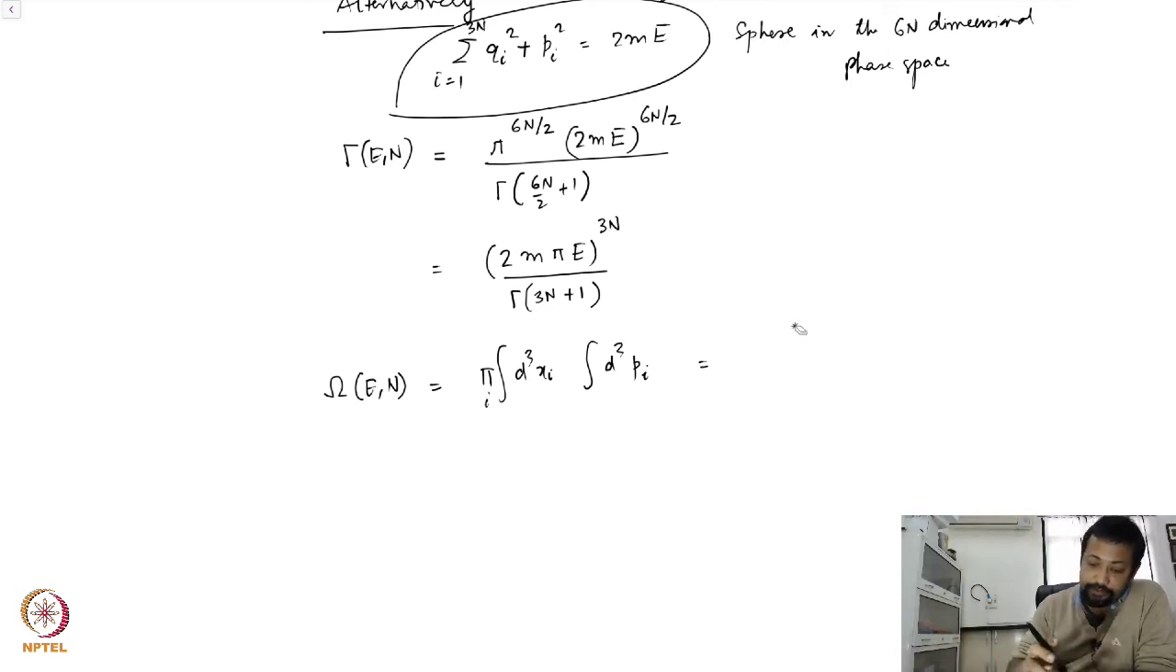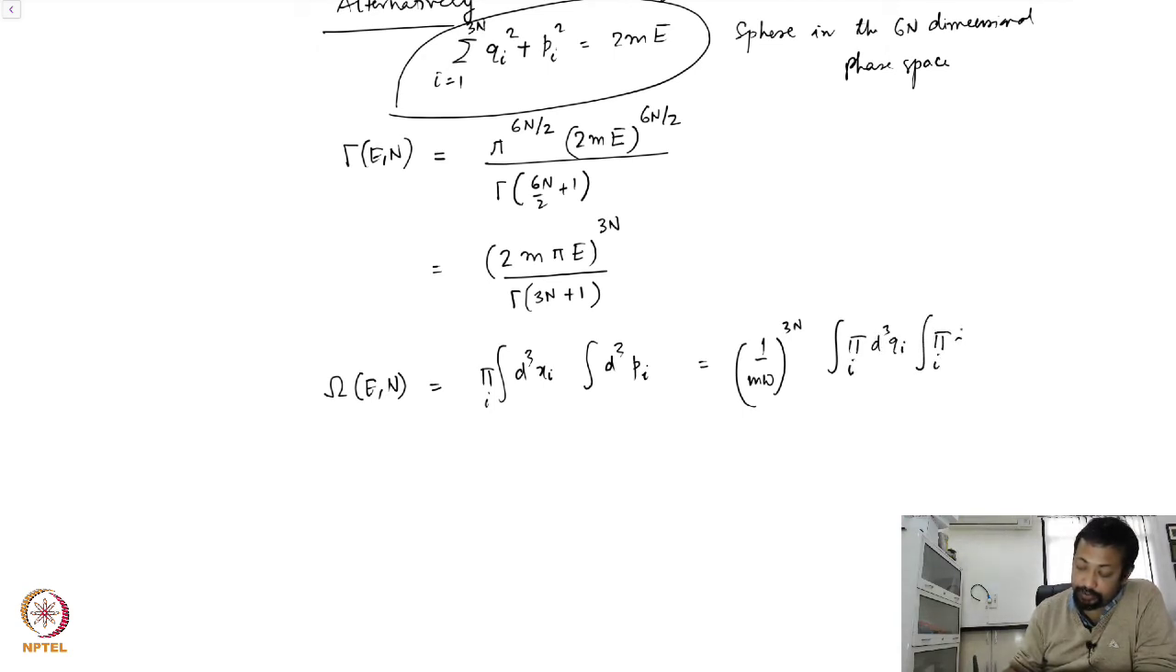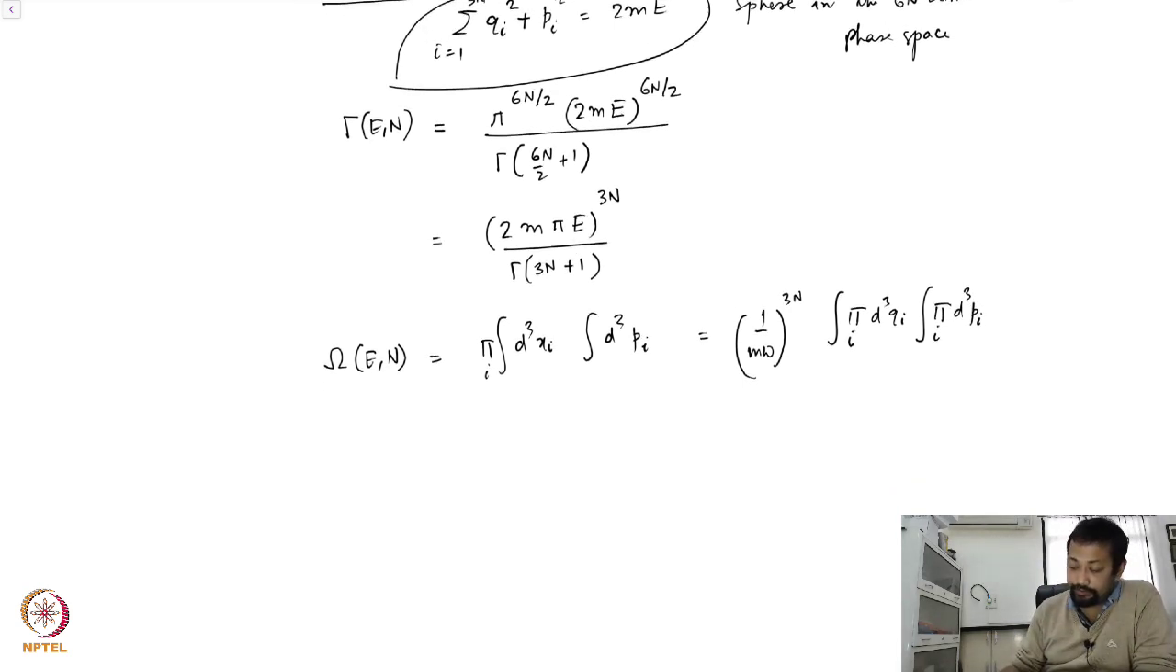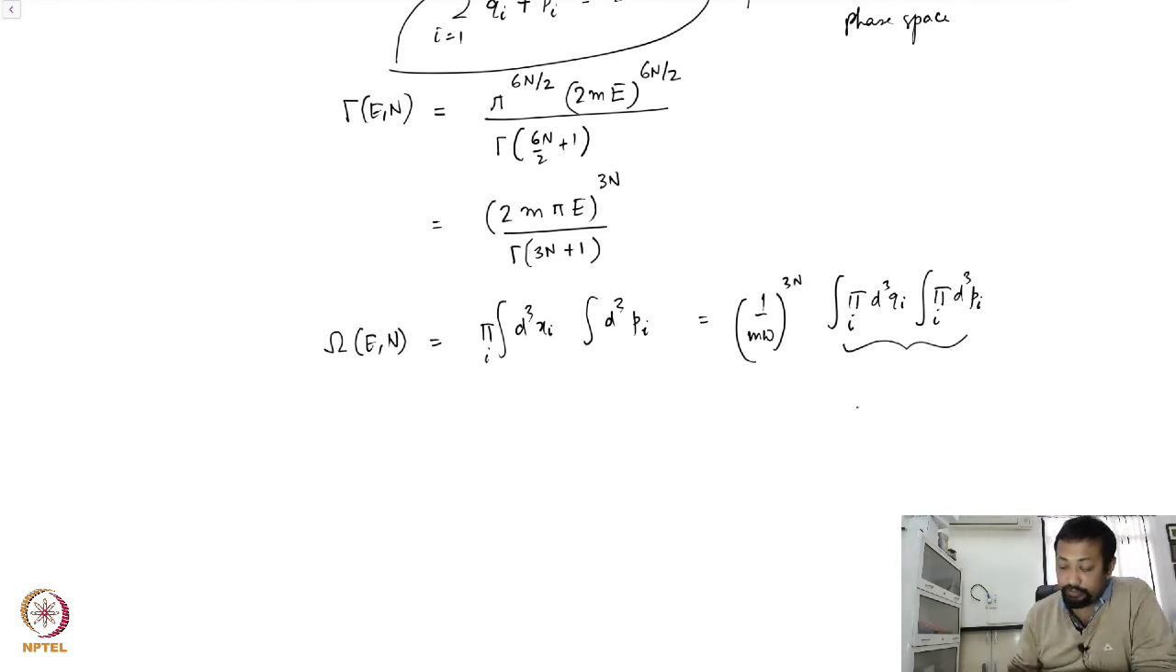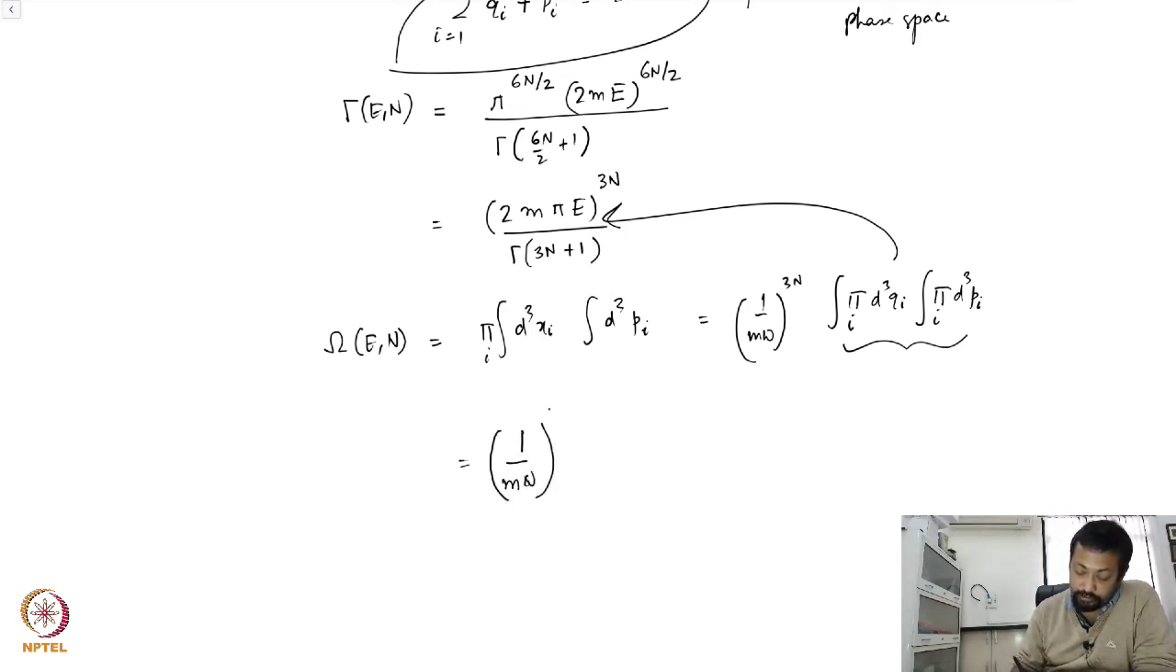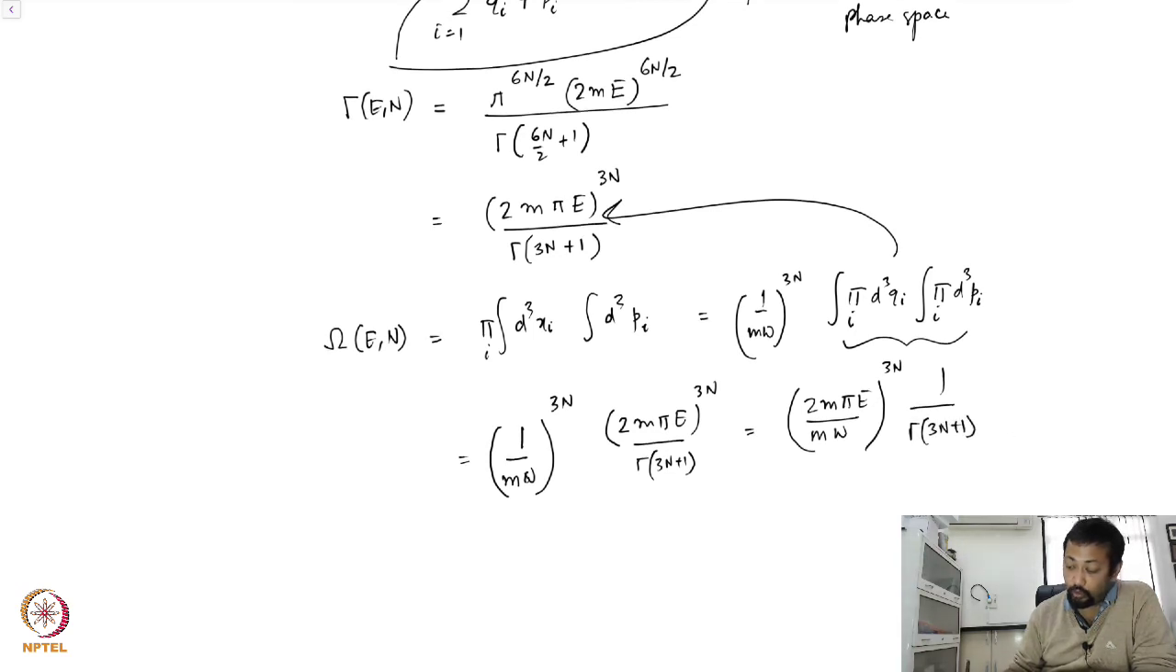Well, the 1 over h to the power 3n we will introduce later on, but right now we just want to write down x_i is q over ω, so this becomes 1 over ω raised to the power 3n, integration product over i d³q_i, product over i d³p_i. So this only tells you that these are in 3 dimensions. Right? The measure itself tells you. But this we just calculated, we calculated this over here. So this becomes our actual total number of microstates, (2πm e E / 3n)^(3n) divided by Γ(3n + 1). I can simplify this as (2πe E / mω)^(3n) times 1 over Γ(3n + 1).